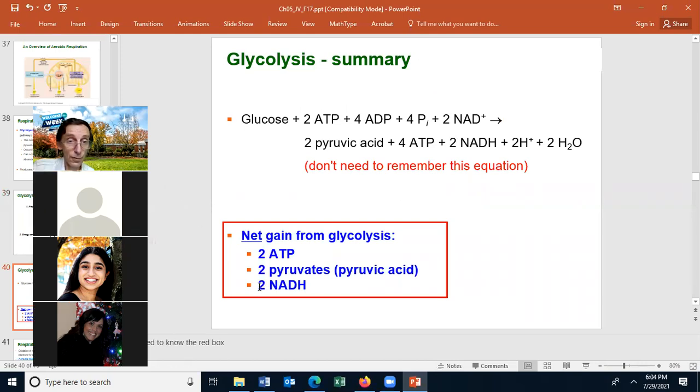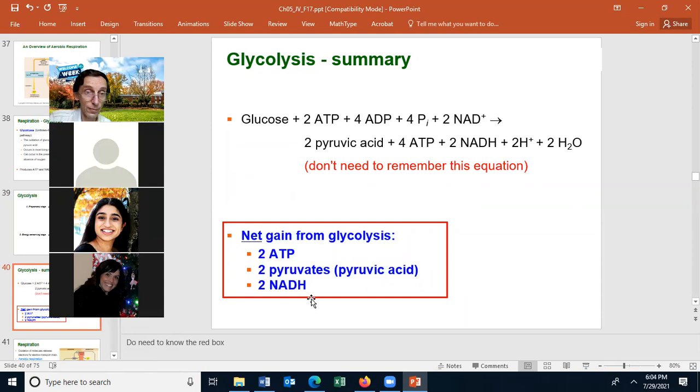We also gain 2 NADH from glycolysis. So you start with glucose and you gain what's in the red box. You should know the red box and then you start with glucose. So I'm requiring that. Anything else about glycolysis you need to know?